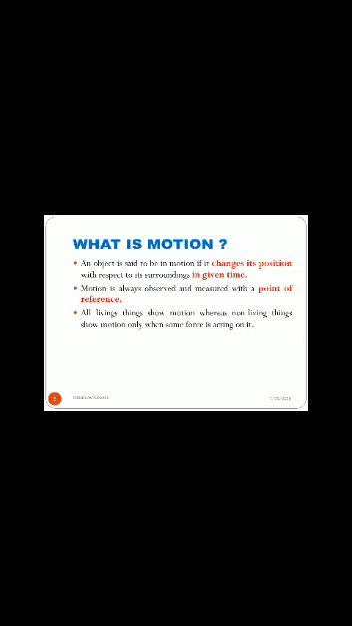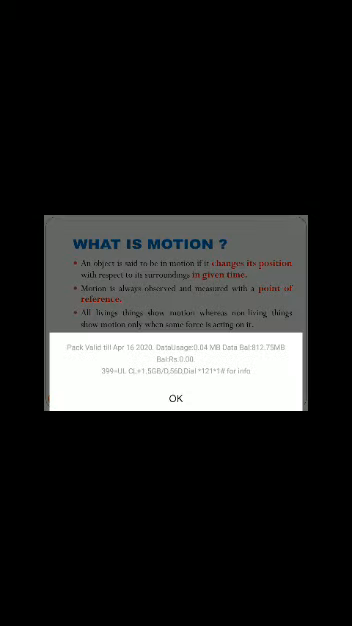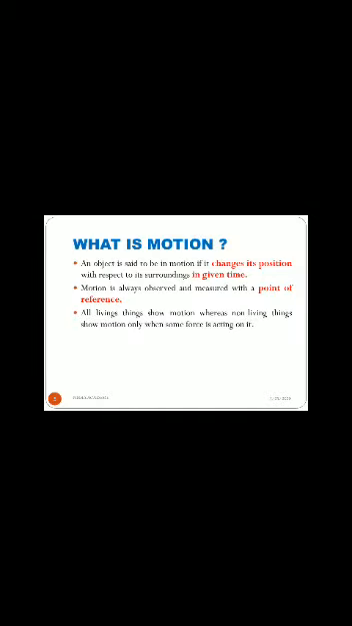So what is motion? An object is said to be in motion if it changes its position with respect to its surroundings in a given time, which is called motion. Motion is always observed and measured with a point of reference. All living things show motion, whereas non-living things show motion only when some force acts on them.